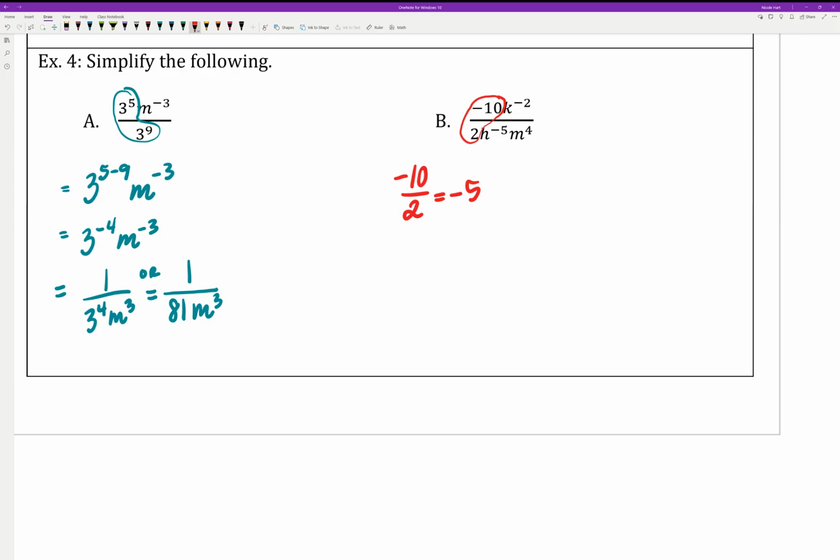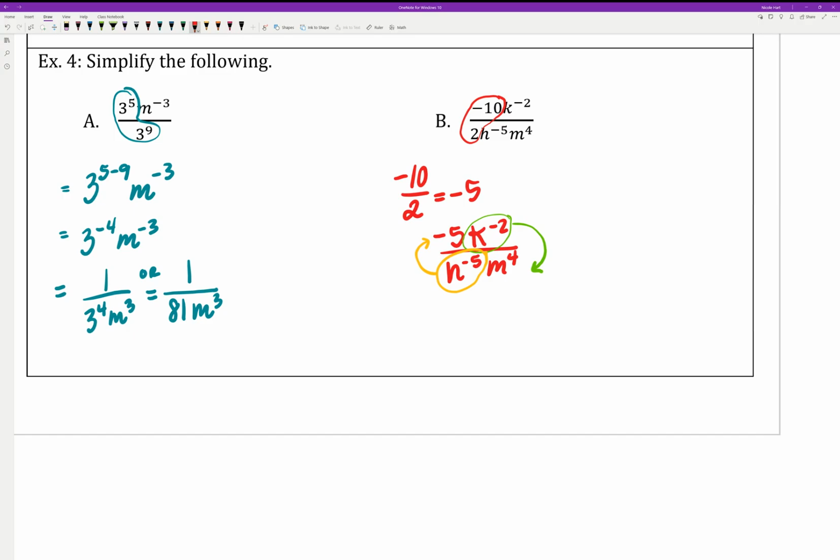So if we add that to the rest of our problem, we have negative 5, k to the negative 2, over h to the power of negative 5, m to the power of 4. Now I have two negative exponents. I have k to the negative 2. That's on top, so it's going to move down to the bottom. And then we have h to the negative 5 on the bottom. If something is negative on the bottom, it's going to move up to the top.